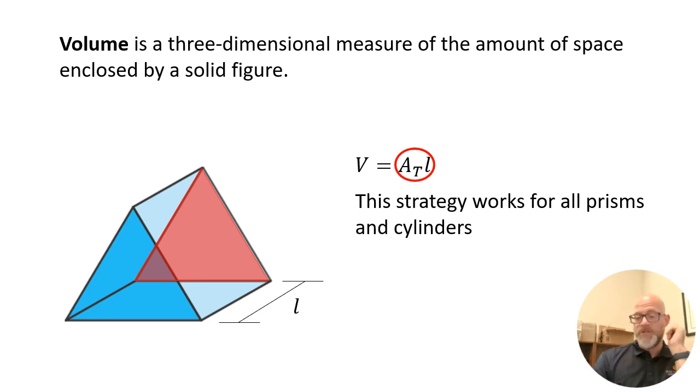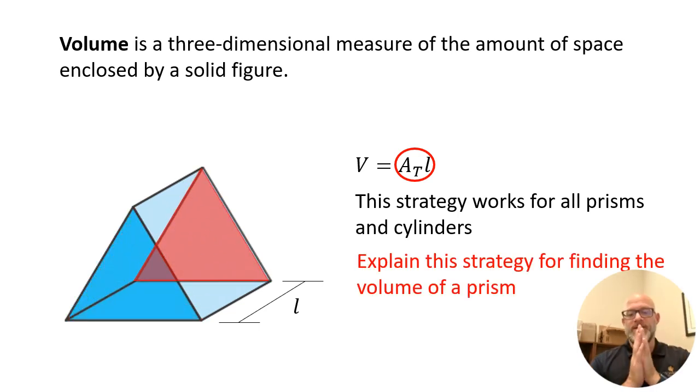The strategy works for all prisms and cylinders. So I'll pause it now and think about how you would explain the strategy for finding the volume of a prism. All right, once again, see this triangle right here? This blue triangle? It's got area. It's two-dimensional. But if I multiply it times this length n, it sweeps out all the volume of the solid. Watch it sweep, the whole volume of the solid. All the stuff on the inside, volumes on the inside.